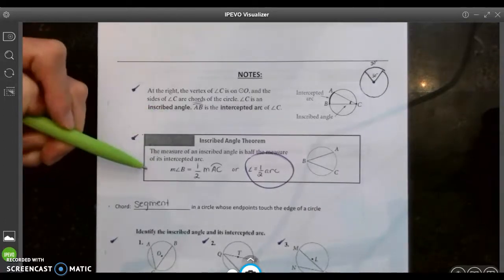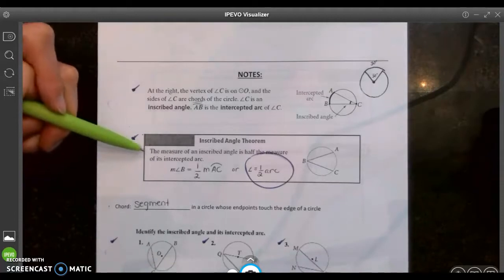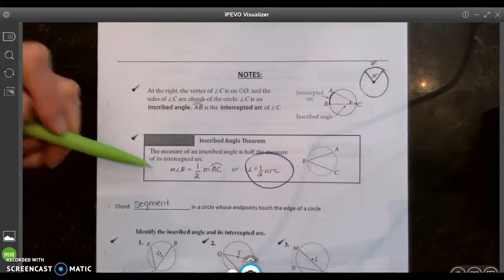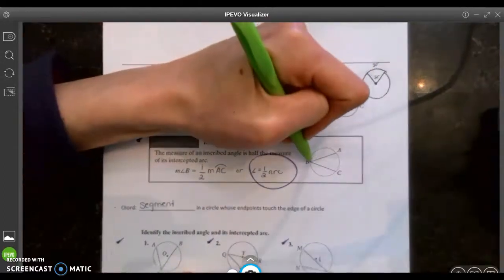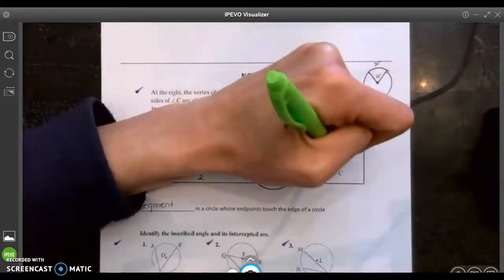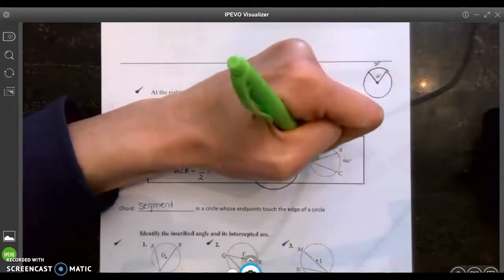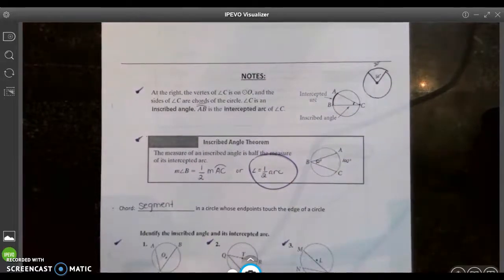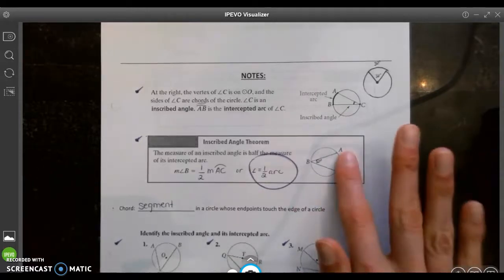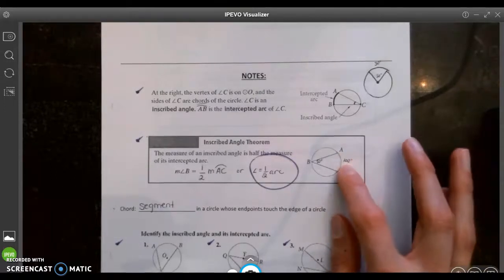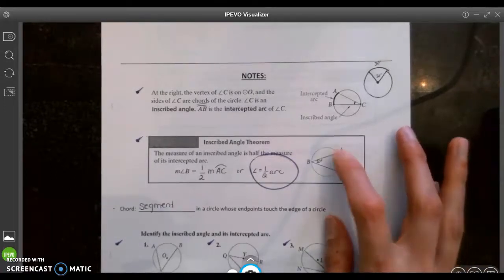So our formula for an inscribed angle says the measure of an inscribed angle is half the measure of its intercepted arc. So if we're using this example, angle B is half the measure of the arc. So if the arc was 100 degrees, the angle would be 50 degrees. So we take whatever the arc is and we divide it by 2. Or if we were told that the angle is 50 degrees and we needed to find the arc, we would double it. We would multiply it by 2 to get the measure of the arc.